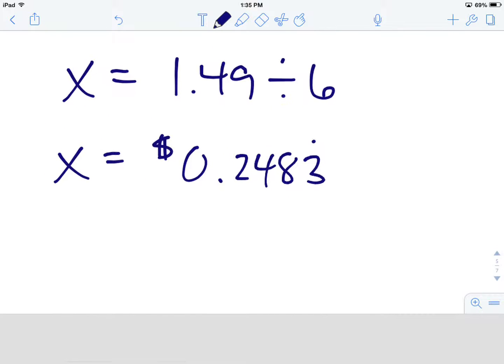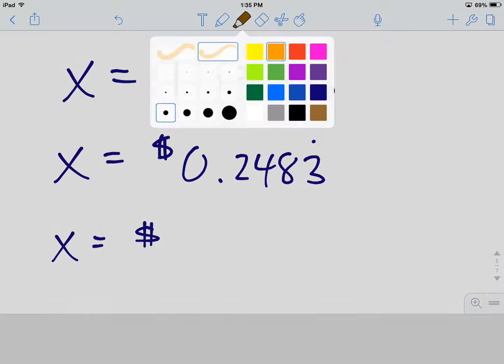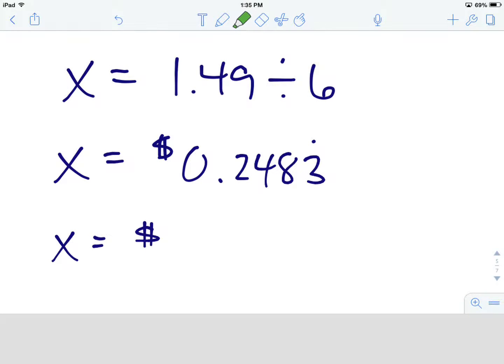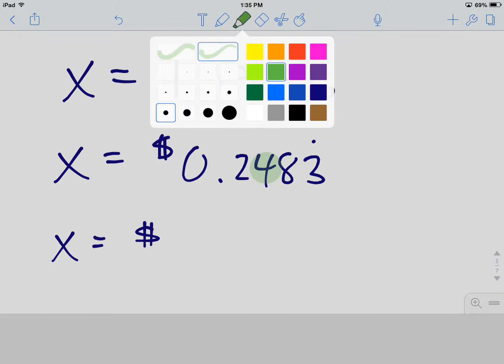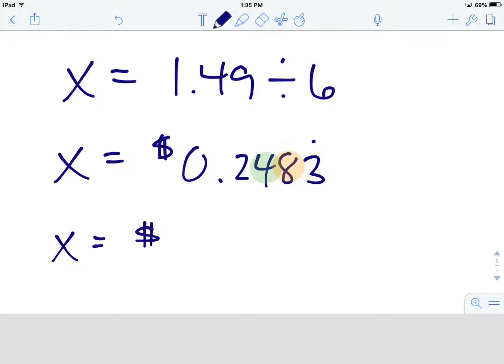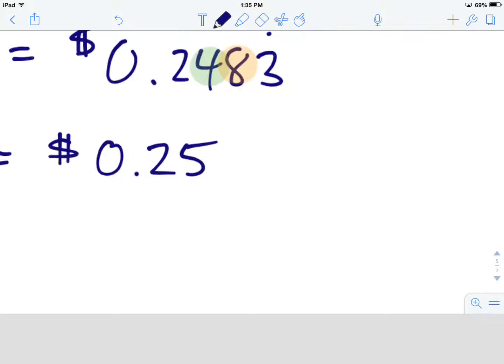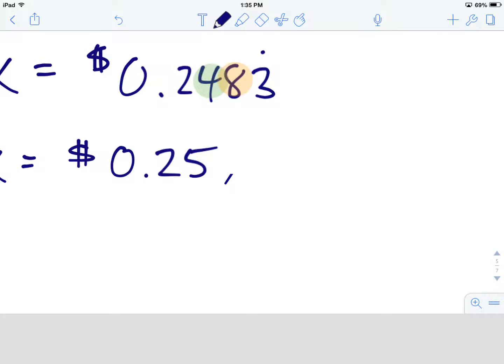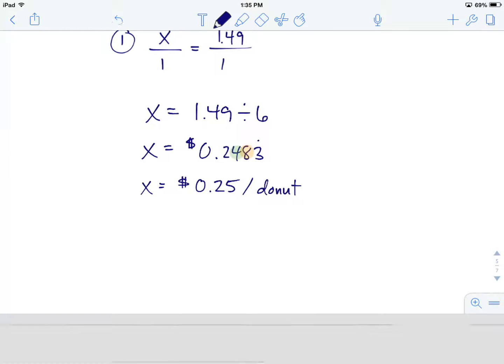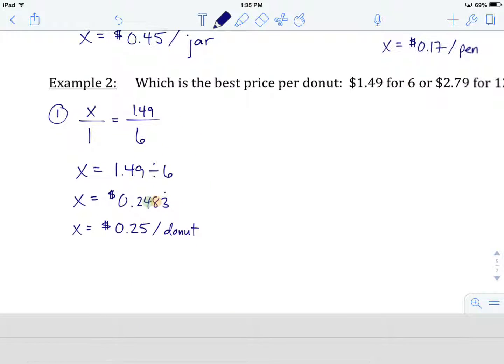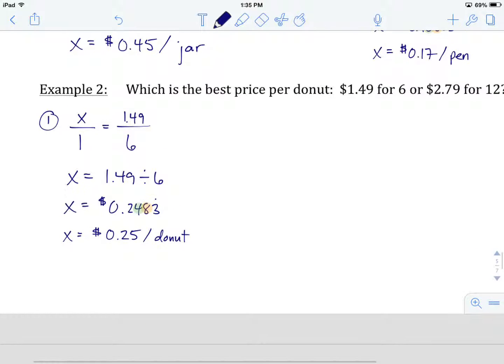So again, we need to do a little bit of rounding here. We need to round to the nearest hundredth. The number in the hundredth place value is 4. We look to the digit after it, 8, to tell us how to round the 4, and that tells us that we are going to round the 4 up to a 5. So this costs about 25 cents per donut in scenario number 1. So what I'd like you to do here is hit pause, and try scenario number 2 on your own. When you've got it, come on back, and we'll see how you did.